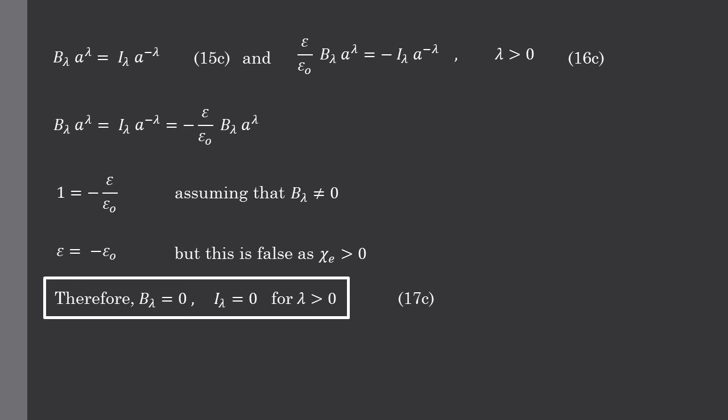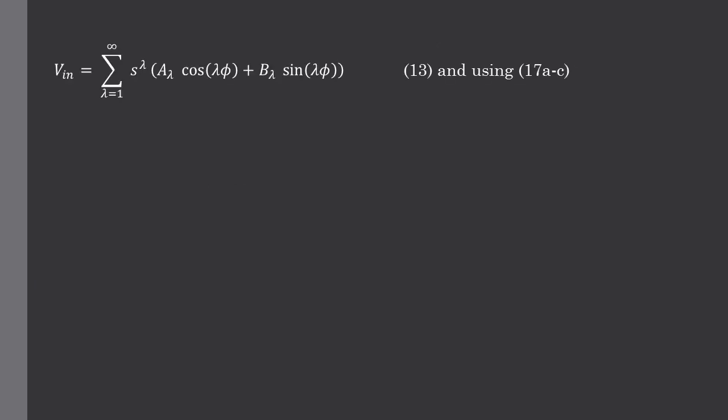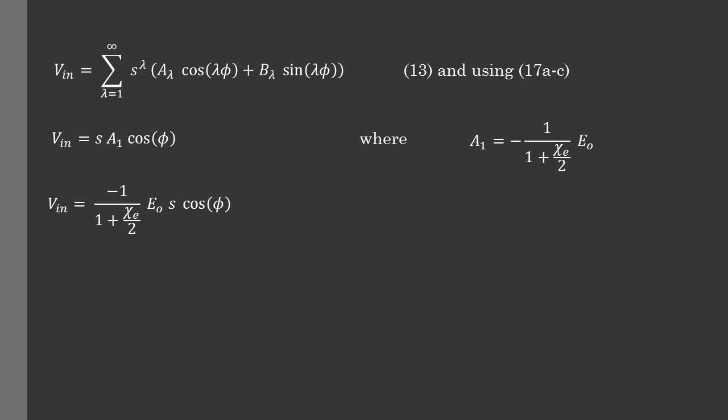So now, looking back at our voltage N equation, we can solve this problem. Recall 13, which was the voltage N after we used the first 3 boundary conditions on the problem. And now we can substitute in 17a, b, and c. Doing so, we can simplify this down and say Vn is just S A1 cosine phi, as the other a sub lambda and all the b sub lambda terms were zeros. And we know what A1 is, we found it, so we can go ahead and plug that in. That says Vn is just minus E naught S cosine phi over 1 plus chi over 2.